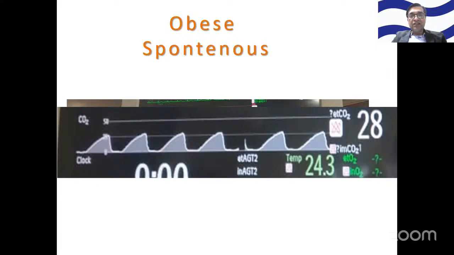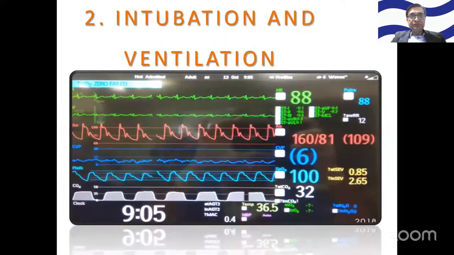If you just have an EtCO2 and you know that this is a spontaneous breathing patient, you can diagnose whether this patient is obese or not. So that is one thing. Once we induce the patient, we give relaxation and then we intubate those patients.